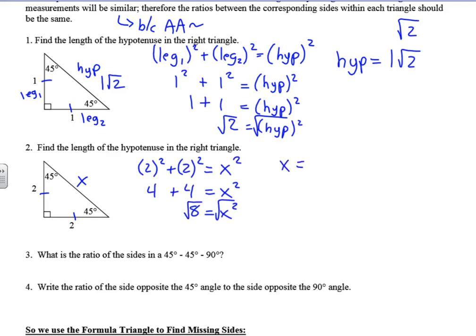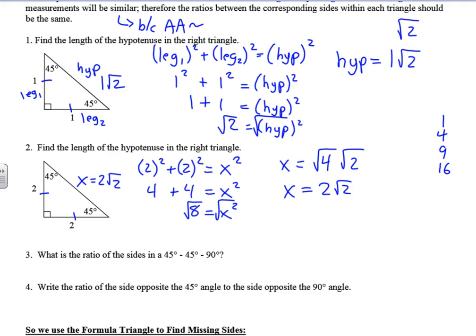Okay, so 8 is not a perfect square. So what goes into 8 if we think about our perfect squares? 1, 4, 9, 16. Well, 4 times 2 is 8. So we could write this as the square root of 4 times the square root of 2, which equals 2 times the square root of 2. Okay, so this equals 2 times the square root of 2.